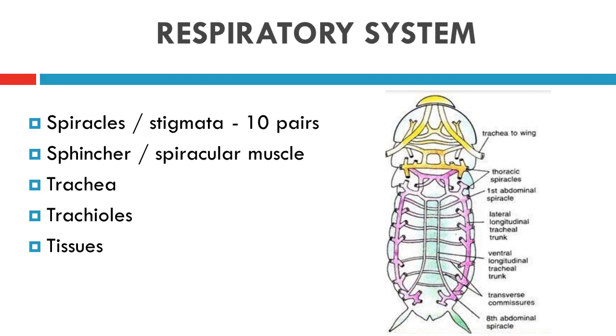Let us see how the process takes place now. Actually, these spiracles, or stigmata, collect oxygen or air from outside. The movement of this air is regulated by the sphincter muscle, or the spiracular muscle, in the wall. It is located in the spiracle, so it is regulating this. Then the air coming through the spiracle passes to the trachea. The trachea again leads as branches, and these branches are known as tracheoles. So the air is passed to the tracheoles.